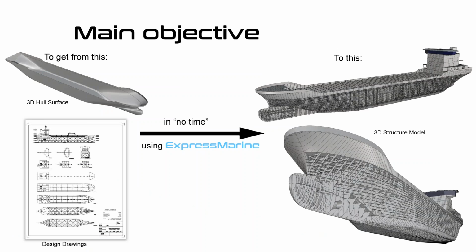The main objective of the tool is to get from a 3D hull surface combined with a 2D drawing to a 3D structure model in quote-unquote no time. The 3D hull surface can come from Orca 3D, it can be an IGES import, it can come from other tools as long as you can import it into Rhino. And the design drawing can of course be a 2D CAD drawing from AutoCAD or similar tools.